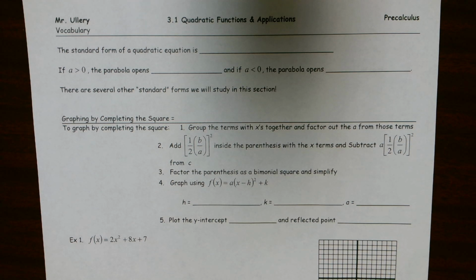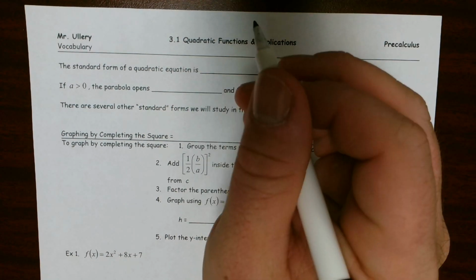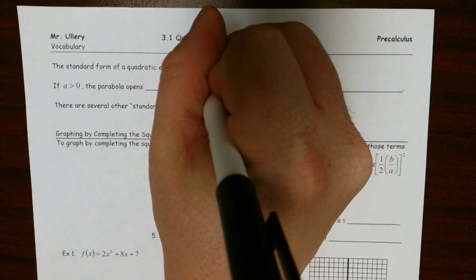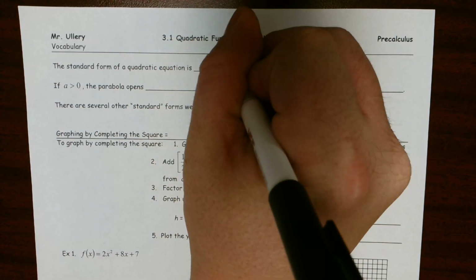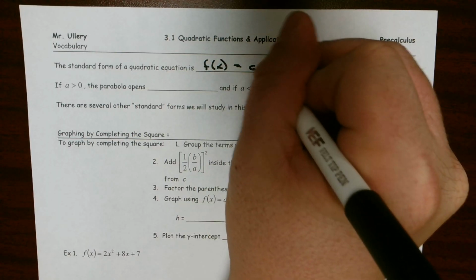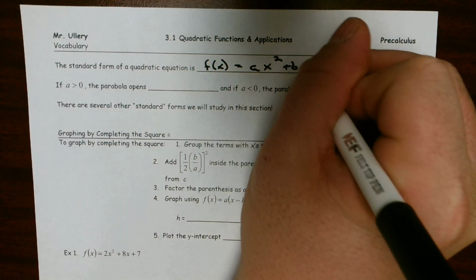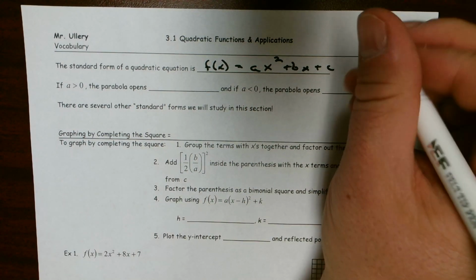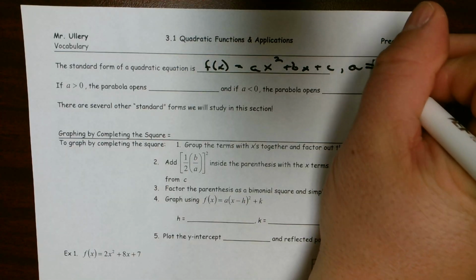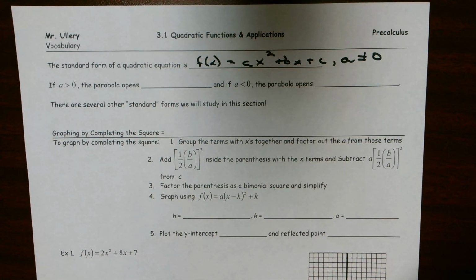Today we're in Chapter 3, Section 1, talking about quadratic functions and applications. Okay, so just a quick refresher: the standard form for any quadratic equation is f of x or y equals a x squared plus b x plus c, as long as a is not equal to 0. So we have to have an x squared term in there.